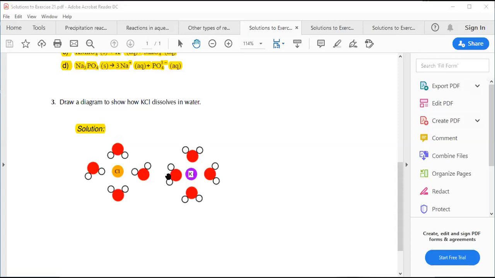So this is just a diagram to show what happens when potassium chloride dissolves in water. So these two are separated. There's a thin film of water surrounding it. So to separate the K plus and the Cl minus. And we say potassium chloride is dissolved in water because these two ions are separated by a film of water. So basically, this is how you represent it.